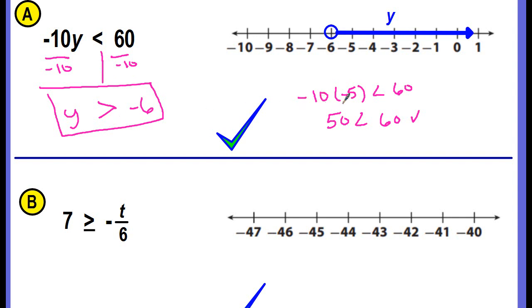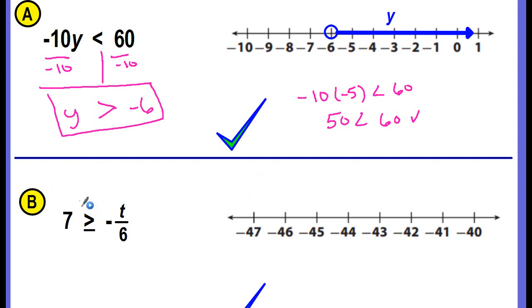When I checked it, I substituted a value for y that was greater than -6, so I chose -5. And I got 50 is less than 60, which is true. And then this is what your solution graph should look like. If you did not flip your inequality symbol, then if you checked it, you should not have gotten a true statement. Your statement should have been false.